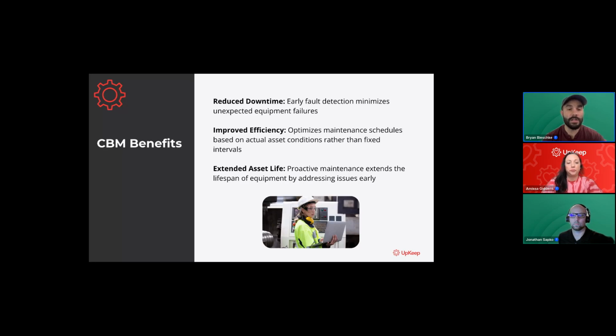We want to improve efficiency, right? So we want to optimize our maintenance schedule. If we know when things are in degradation, we can better plan them, right? Instead of something just failing and then now we have to react, we can now go and plan and schedule the work, know its condition and what needs to be done. And then extending asset life. Look, anything you do proactively from a maintenance standpoint is going to maintain the expected life of that asset. You're not going to increase it, but you're going to maintain its expected life.